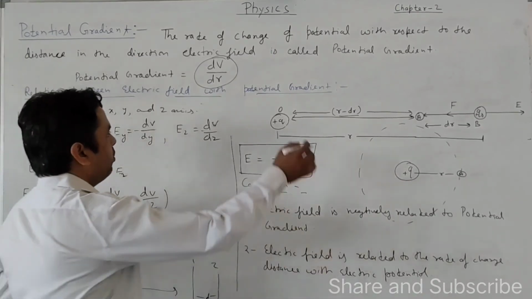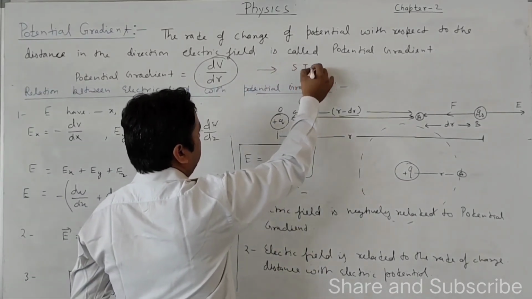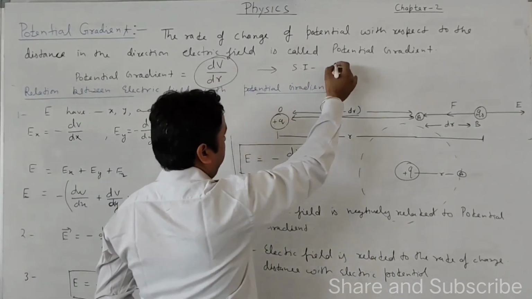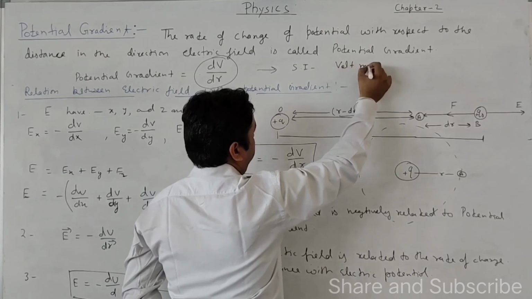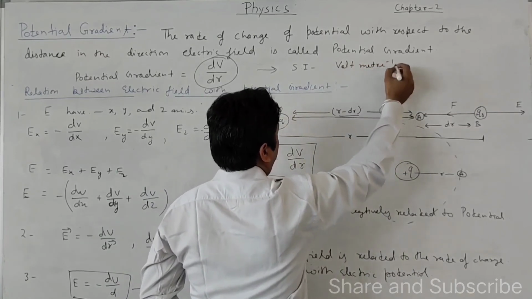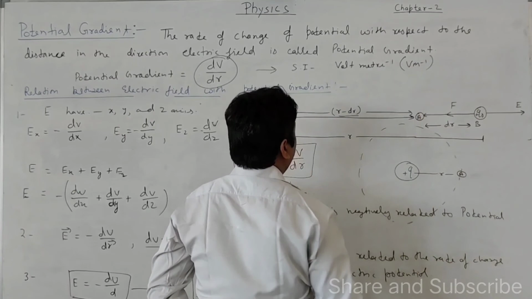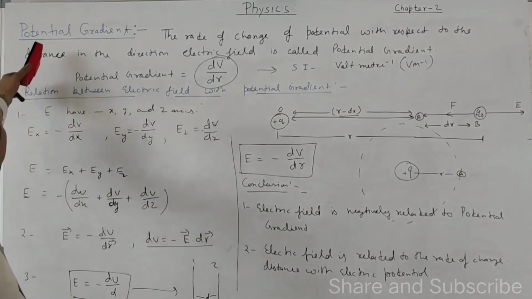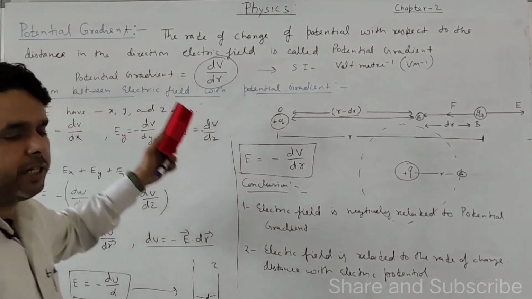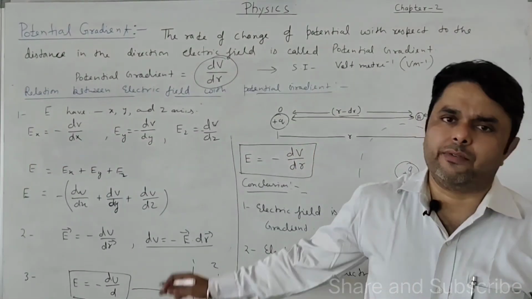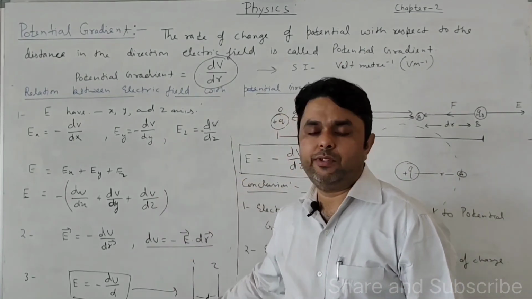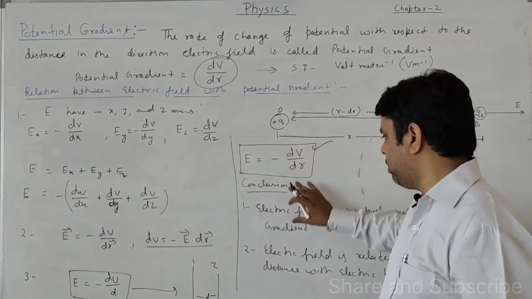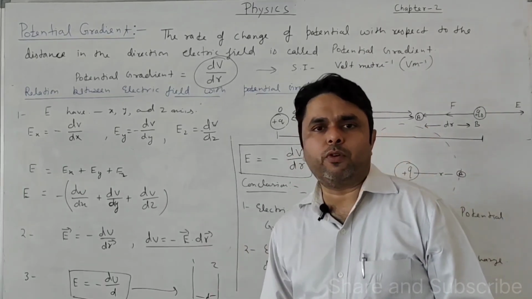And if we go to the dimension, or the SI unit of this, it is volt per meter. So these are our topics related to potential gradient, the relation between electric potential and electric field. There are different types of formulas we use in different cases. The important conclusions are made on the basis of these formulas. So this is all about the potential gradient.